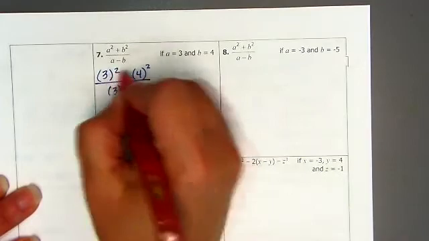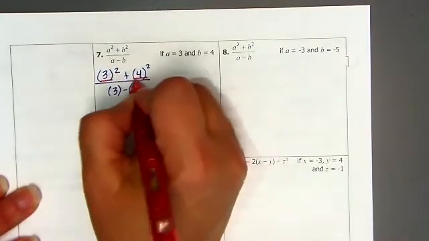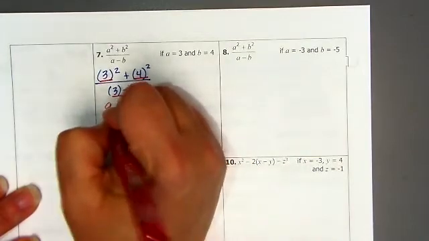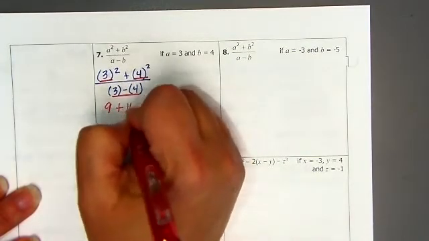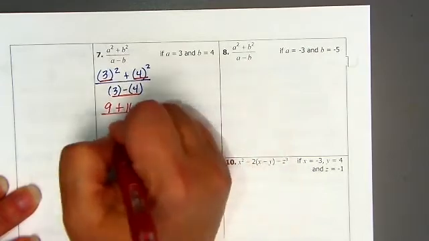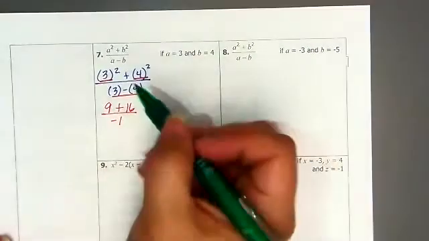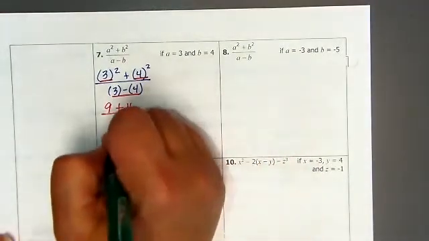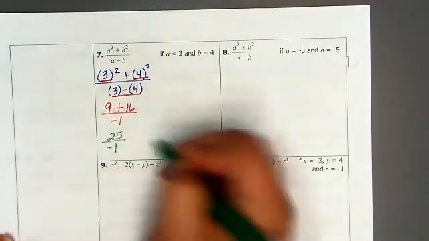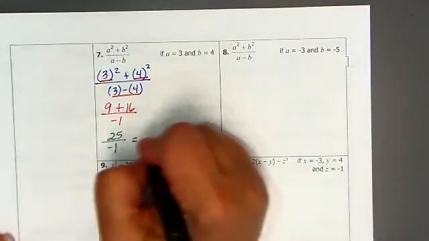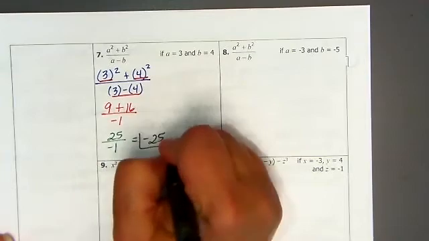And here we go. So I've got 3 squared, so I'm going to do the exponents at the same time. So I'm going to have 9 plus 16 all over negative 1. 9 plus 16 is 25 divided by negative 1, which gives me a final answer of negative 25.